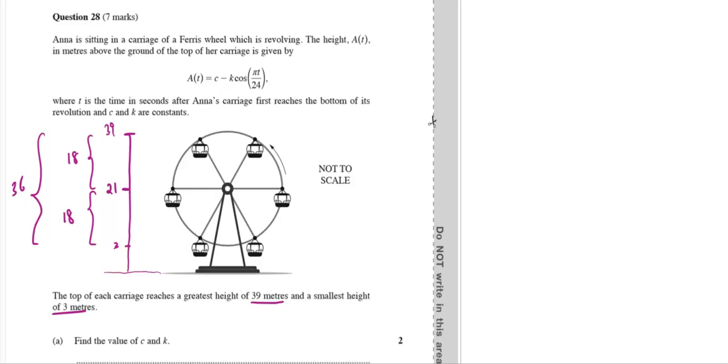Okay, so this helps me see that in this structure, the cos curve is being scaled by that k, which is 18. And the c is how much the whole curve has been shifted up above ground level, and I can see that that's 21. So c is 18 plus 3, which is 21, and that's part A.